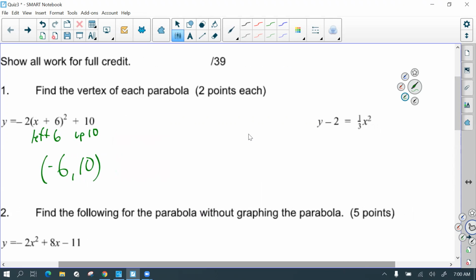Over here, you can add 2 to both sides. And here there were no movements left or right. This 1/3 indicates that there was a vertical shrink of a third, and this goes up 2. Another way to look at it is like this. This is the same thing. So this tells you that the x part of the vertex is just 0. It didn't move left or right at all, but the y part is 2.